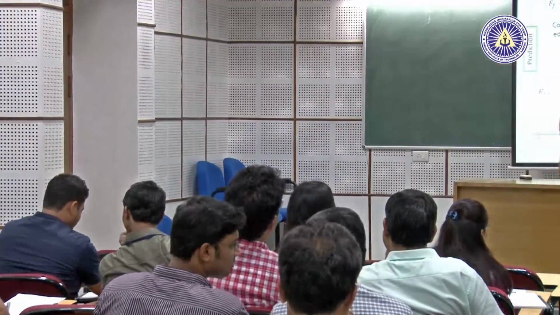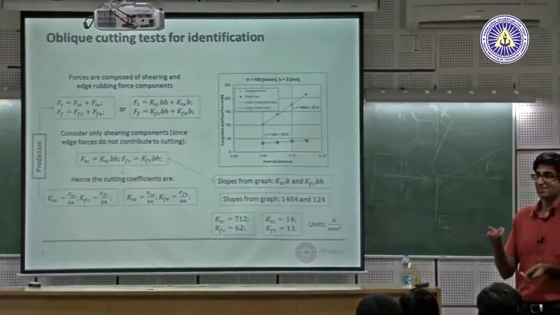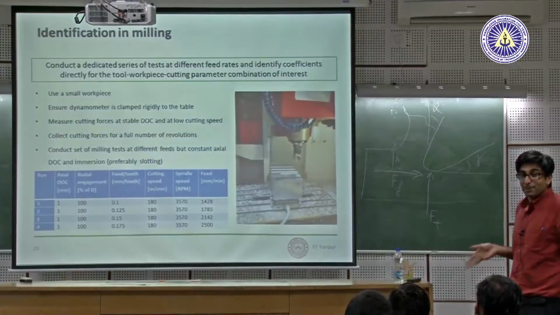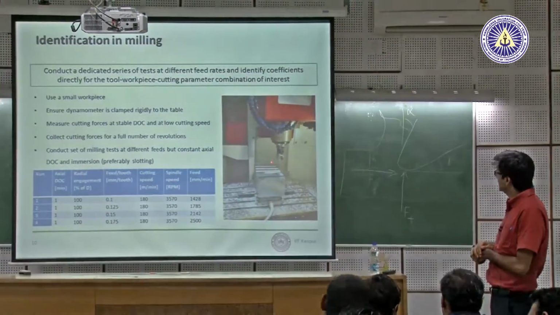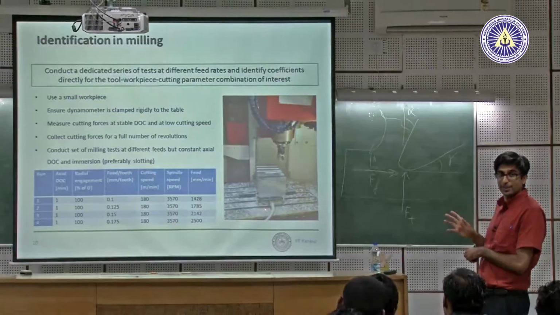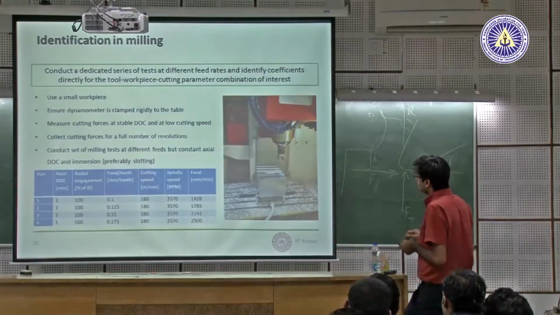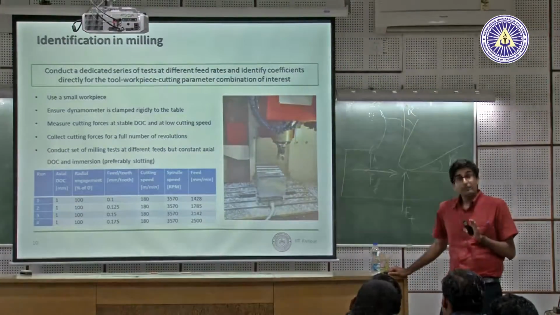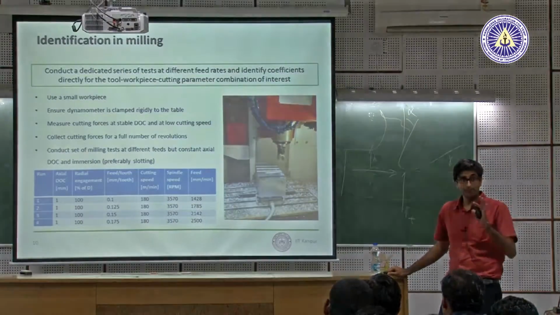Very simple, but we'll move to milling. So this is our milling setup. We have a vertical machining center. This is showing you a face mill, but we'll actually use an end mill. It's easier to do. I'll show you why. Some things to keep in mind: again, you want to identify coefficients in milling. They'll be different than in turning for the same material.